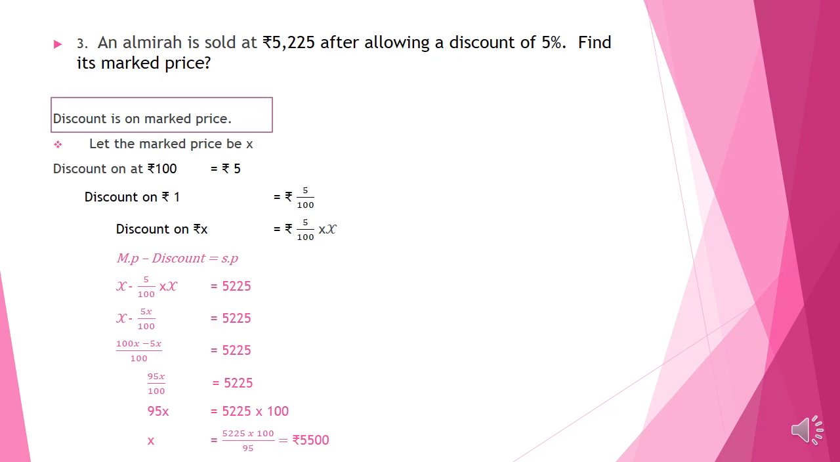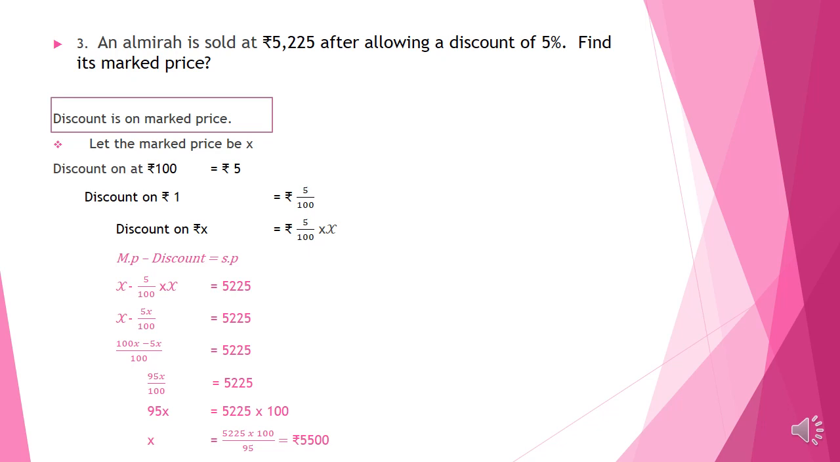Question number 3. An almirah is sold at rupees 5,225 after allowing a discount of 5%. Find its marked price. Children, you know, discount is always on marked price. Okay, let the marked price be X.